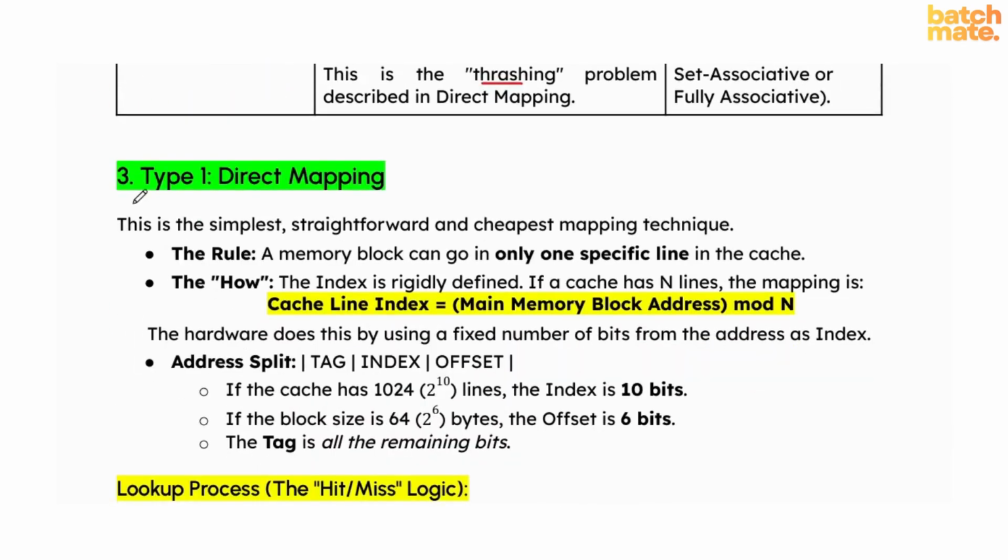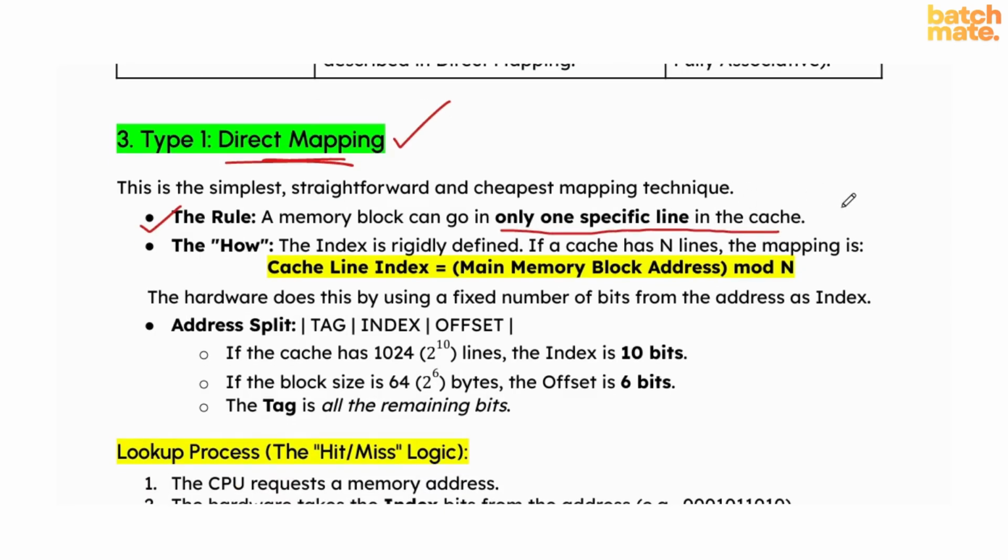Alright, let's start with the first technique. This is the simplest, the cheapest, and the fastest to build. It is called direct mapping. The philosophy here is strict. I call it assigned seating. The rule is simple. A specific block from main memory has only one specific place it can go in the cache. It doesn't get a choice. The index is rigidly defined.